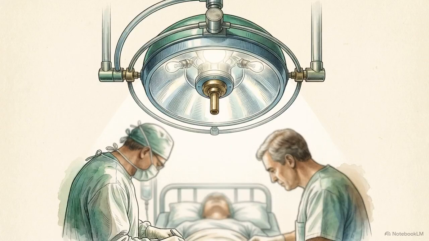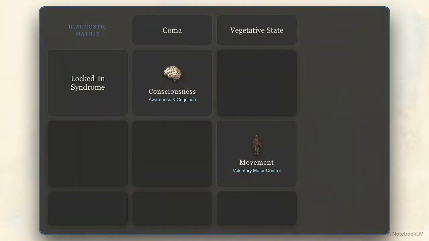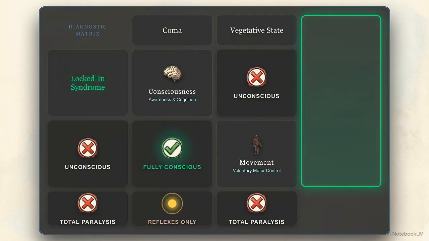When emergency room physicians evaluate a completely immobile, silent patient, they face a specific diagnostic challenge, proving the presence of an active mind without physical feedback. They must differentiate LIS from its closest visual mimics. A comatose patient is entirely unconscious with no movement. A vegetative state involves no awareness, displaying only basic reflexes. LIS patients are fully conscious with no movement.